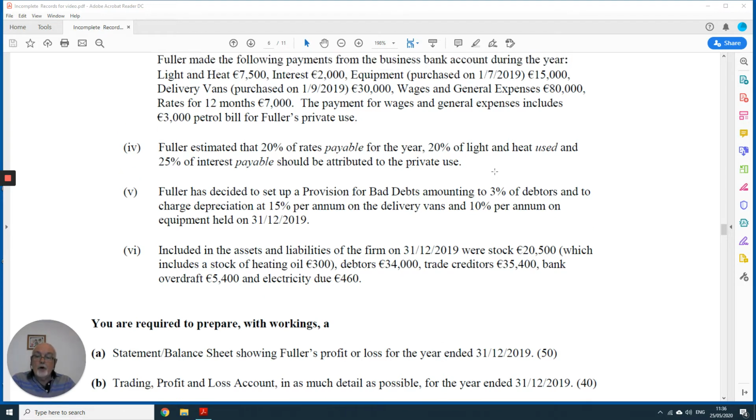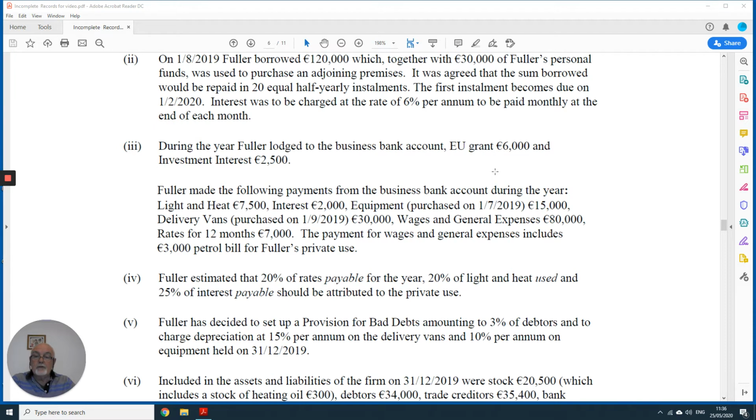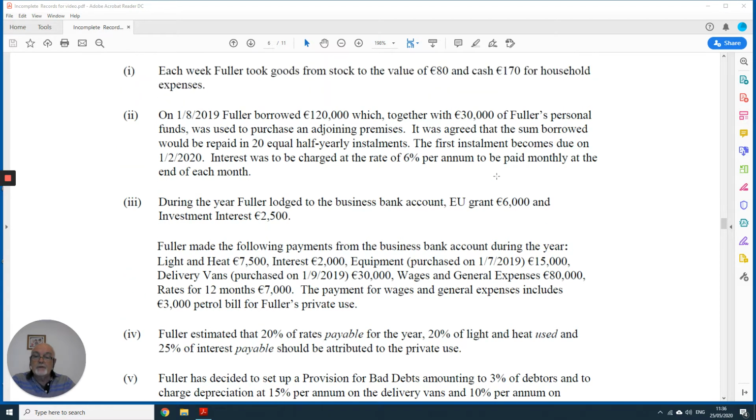However, nowhere in the question can we find how much the debtors paid us during the year, so it's not possible to do a debtors control account to find credit sales. Nor do we have enough information in a cash account, or the bank account for that matter, to find the cash sales.